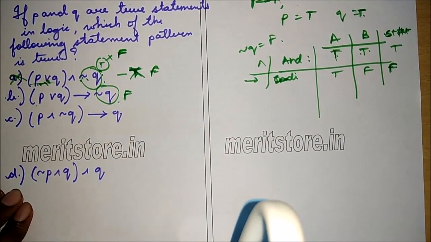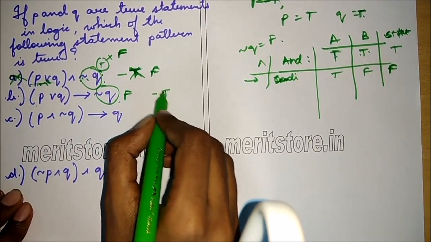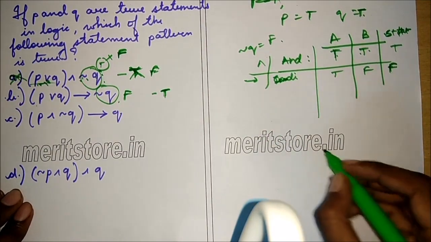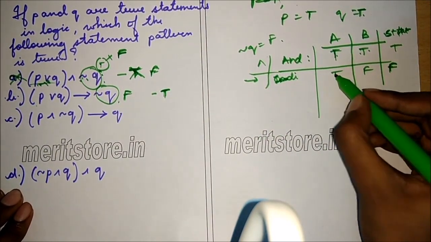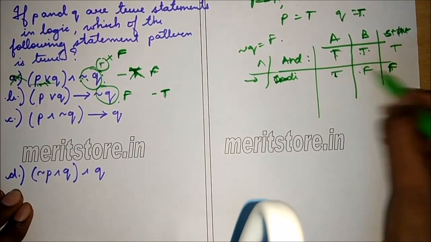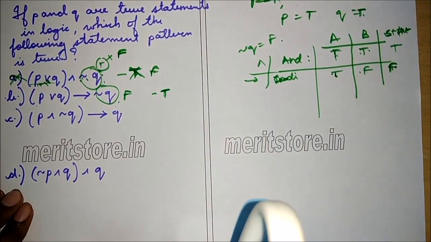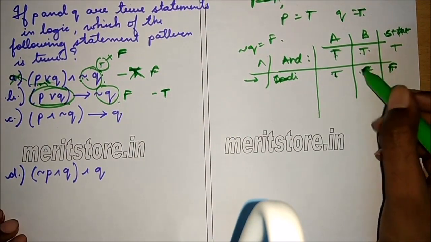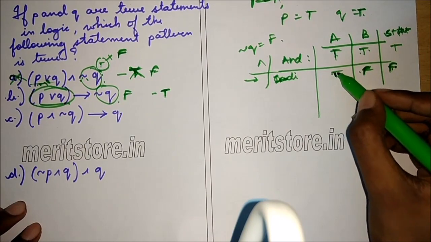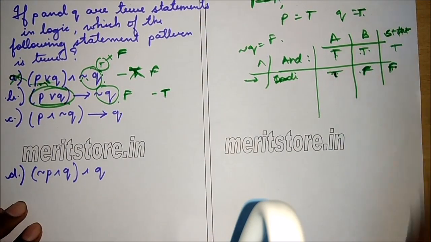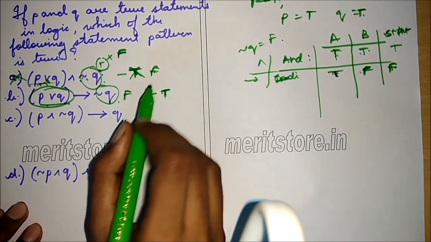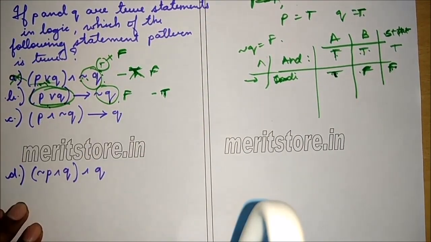So for this to be true, the truth table for an implication statement is such that T implies F is F. So if this is F, this will turn true. So this should be true in order to be false. Sorry, if this is true and this is false, then the answer will be false. So we have to check if this is false also.